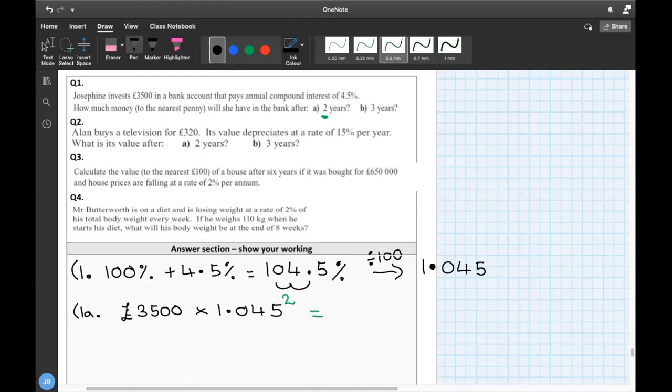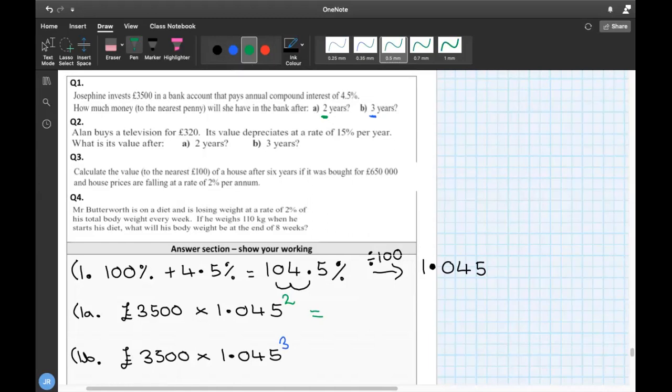Just going to write out what part B would be now, just so you can see the difference. Again, you start with your original amount, £3,500. You multiply by your decimal multiplier, this question. But this time, it's for 3 years, so we'd be taking it to a power of 3.